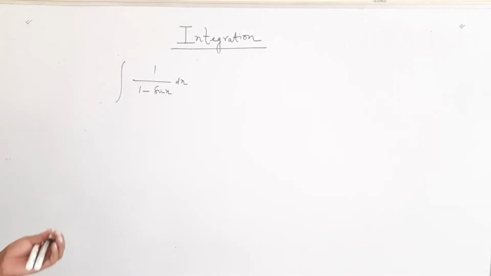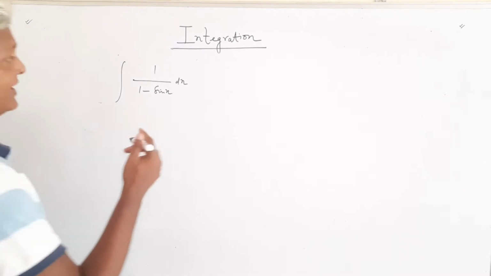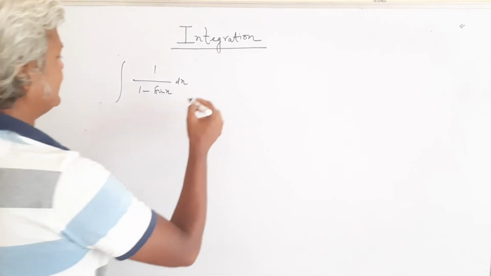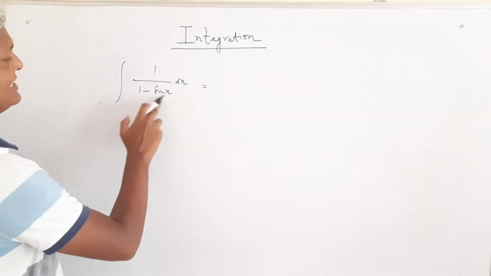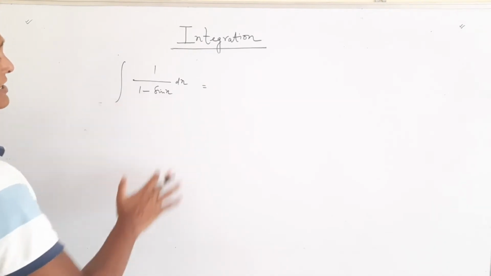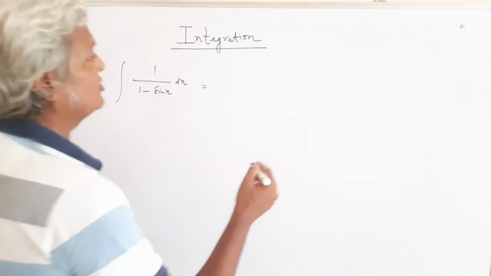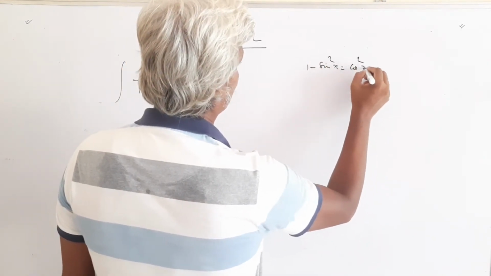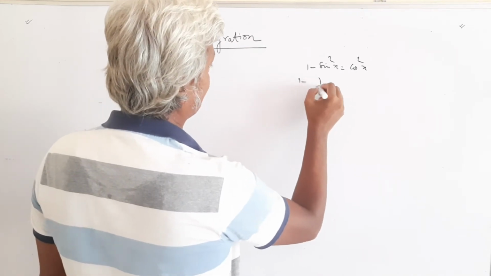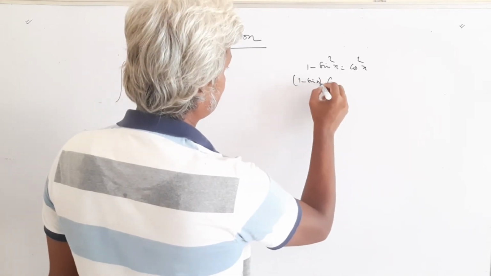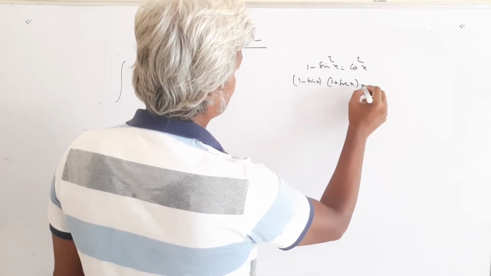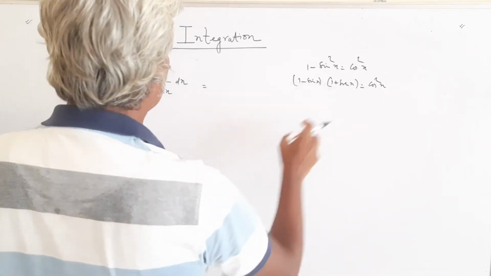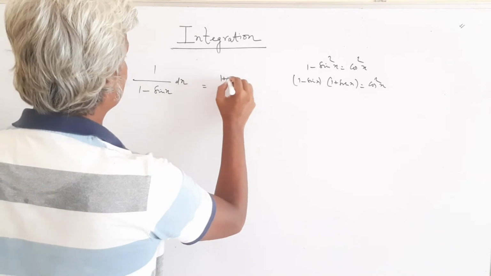You can just manipulate it trigonometrically to get the desired form, if it is not fitting directly into one form. Here in this case, I find that I already have 1 minus sin x, so if I multiply with 1 plus sin x, because I know that 1 minus sin square x is cos square x, and it can be factorized as 1 minus sin x times 1 plus sin x. If I multiply up and down by 1 plus sin x, I may get something interesting.